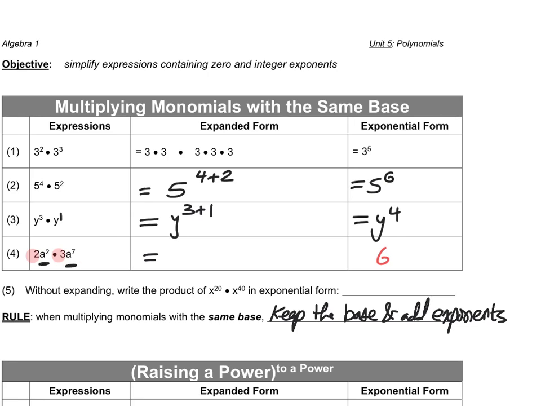Because multiplication is commutative, you could do it in any order that you want. So I'm going to say, well, I've already counted for the 2 and the 3 multiplied together, so let's do the a squared times the a to the 7th. So a to the 2 plus 7 is going to be a to the 9th.